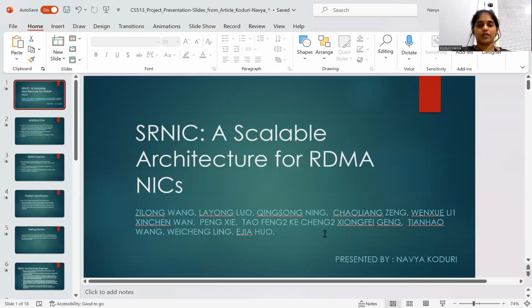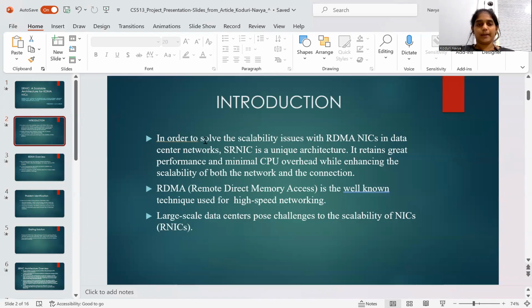And these are the authors' names, which are visible below the title of the paper. And also, let's go to the introduction page. That is here. It gives a brief introduction about the paper SRNIC. Now let us go deep into the introduction.